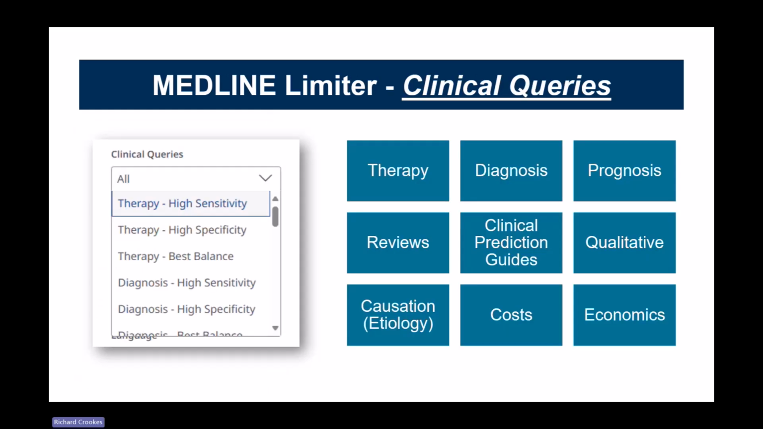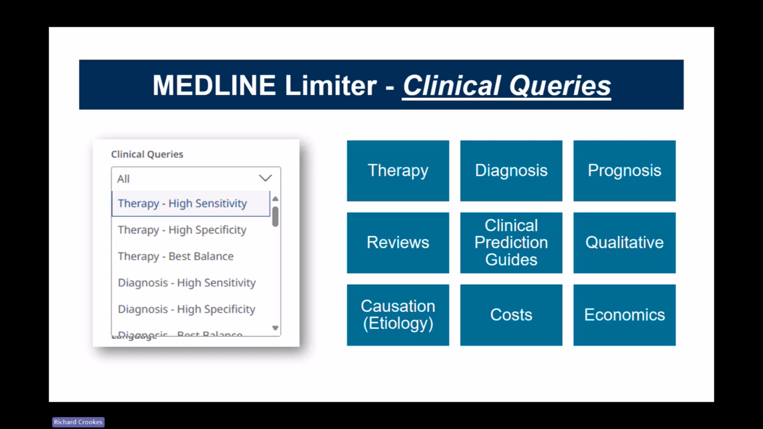You can also use the clinical queries limiter as well, so you can refine your search using specific search strategies, hedges that the Health Information Research Unit at McMaster University in Canada have designed for the EBSCOhost platform. So this can be a way of filtering your results to these 9 research areas. So therapy, diagnosis, prognosis, reviews, clinical prediction guides, qualitative research, causation, costs, and economics. So for each of these 9 research areas, there are 3 strategies. And you can see that indicated in the screenshot there with therapy highlighted.